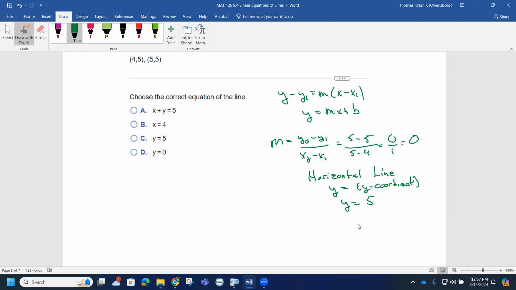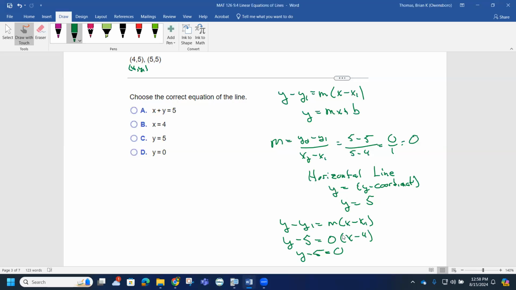Now, if you wanted to, you could continue on with the point slope formula. So you could pick one of these points. So you could call this x1, y1 up here. And you'd have y minus y1 equals m times x minus x1. So you'd have y minus 5 equals, the slope was 0 times x minus 4.